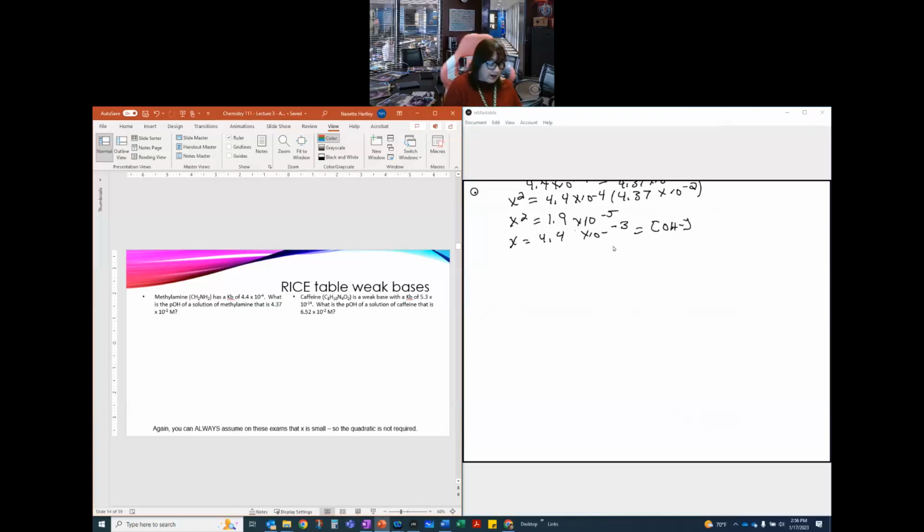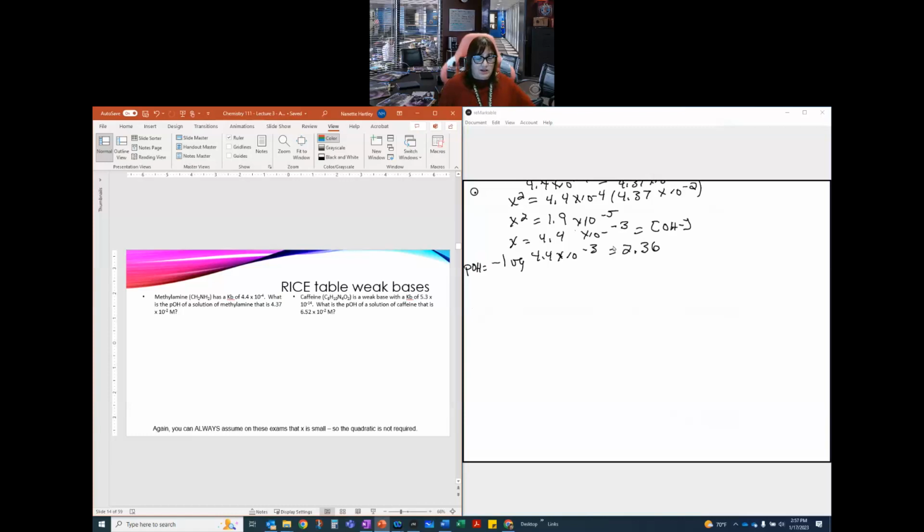So if this is looking for the pOH, I can take the negative log of the 4.4 times 10 to the minus 3rd, and that's my pOH. Negative log, second answer, and that gives me 2.36. Again, 2 sig figs, so 36 for 2 decimal places, because it asked for pOH. Awesome. So now I have pOH.